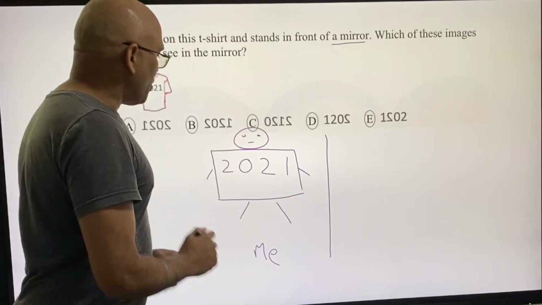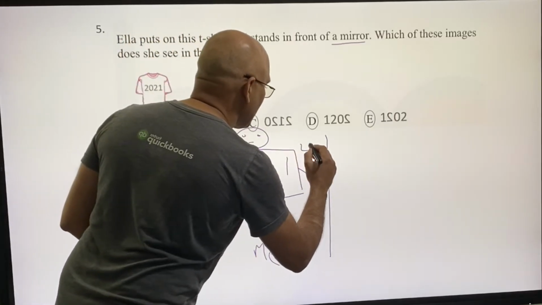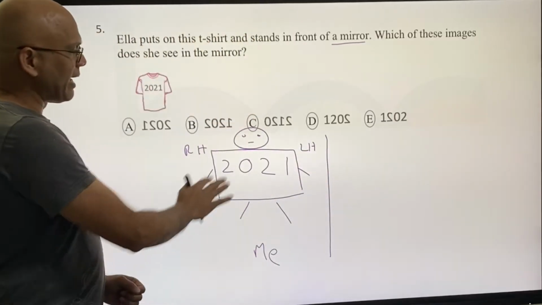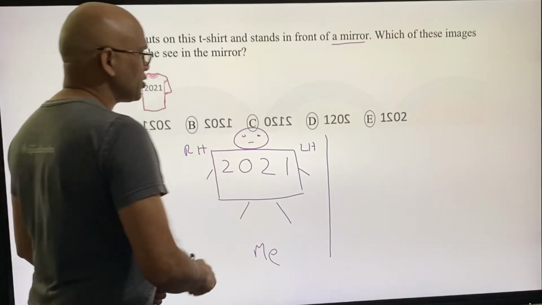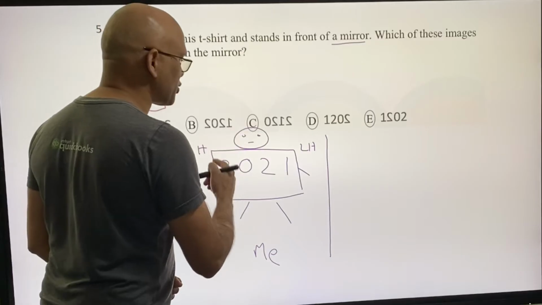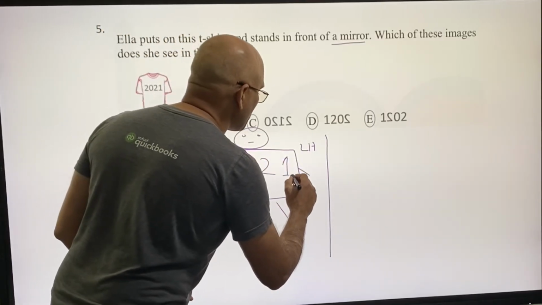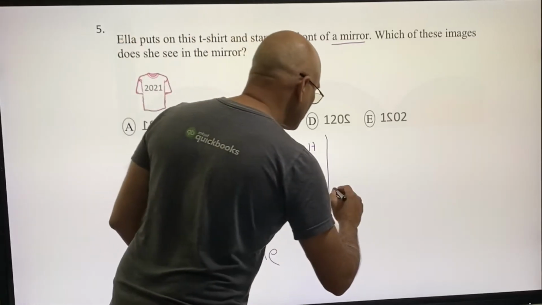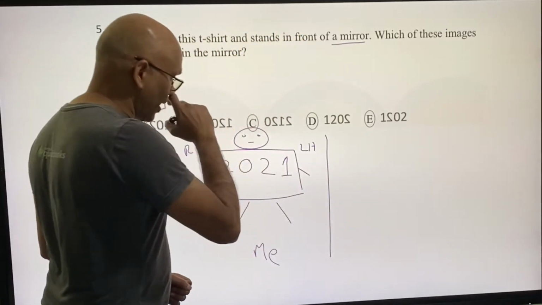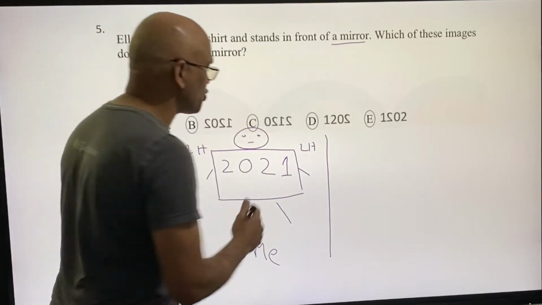All right. So this is my right hand, this is my left hand. Okay, and I'm standing in front of the mirror. So let me start drawing the reflection. Let me start with 1. Actually, let me make the proper shape of 1, because this is going to be important. Let me start with 1, because 1 has straight lines and it will be slightly easier to draw.